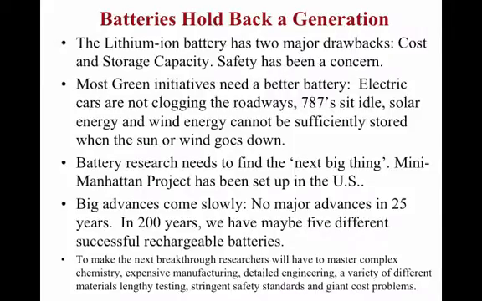Okay, well, the problem is the batteries. Batteries hold back a generation. There's a lot of cost, storage capacity, and safety issues. They need a better battery. And that's why we don't have electric cars clogging the roadways. Too much money. The 787 Dreamliner sits idle. Solar energy and wind energy cannot be sufficiently stored when the sun or the wind goes down. Battery research needs to be the next big thing.